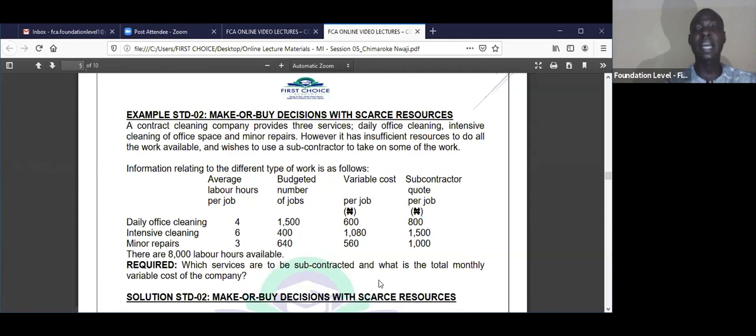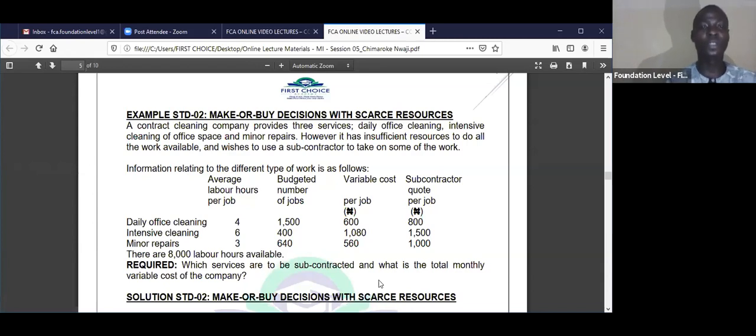However, it has insufficient resources to do all the work available. So you see, it wants to do all these 3 services, but where are the resources to do all of them? It cannot do all of them. And so the question says, and wishes to use a subcontractor to take on some of the work. So now the problem is, how will they know which to subcontract?